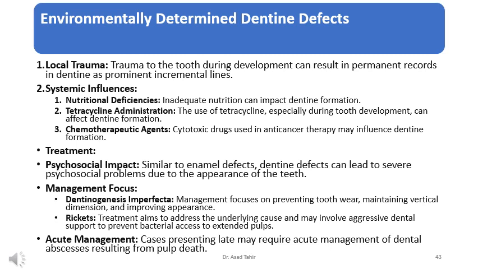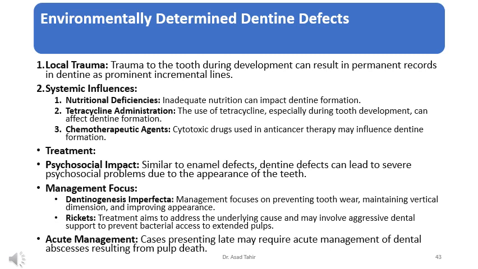Local trauma: trauma to the tooth during development can result in permanent records in dentine as prominent incremental lines. Systemic influences. Nutritional deficiencies: inadequate nutrition can impact dentine formation. Tetracycline administration: the use of tetracycline, especially during tooth development, can affect dentine formation. Chemotherapeutic agents: cytotoxic drugs used in anti-cancer therapy may influence dentine formation.